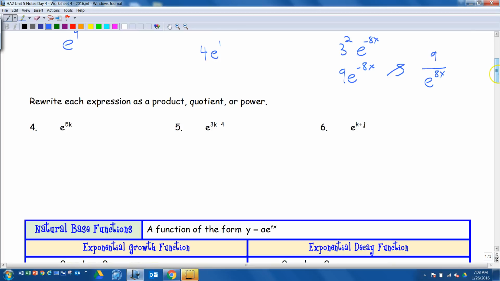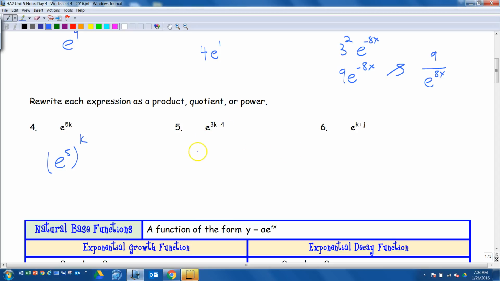Now we're going to do it the opposite way. I know that seems counterintuitive, but sometimes in math you have to split things up or rewrite them to make them work better. So this would be the same thing as saying e to the 5th to the k power.